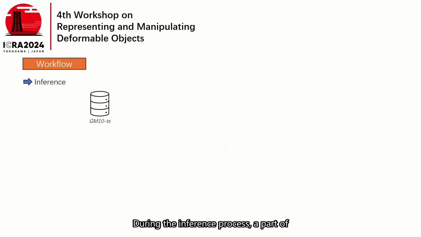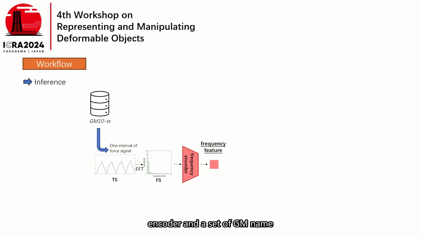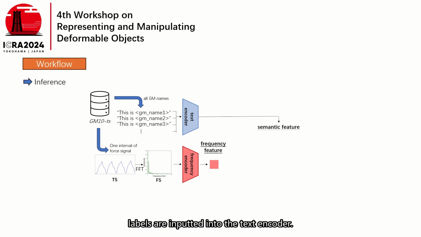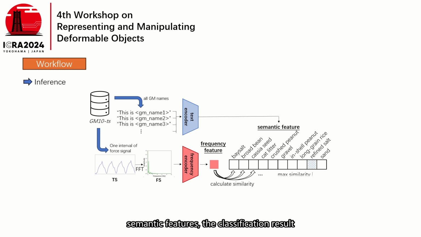During the inference process, a part of the force sequence is sent into the frequency encoder, and a set of GM name labels are inputted into the text encoder. By calculating the similarity between frequency and semantic features, the classification result can be generated.